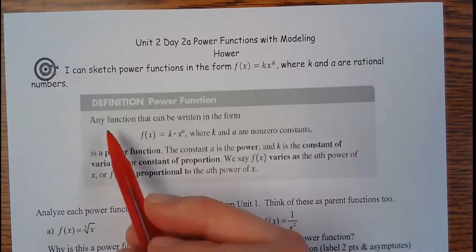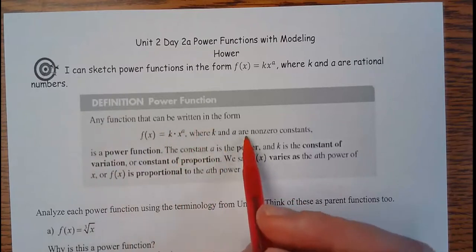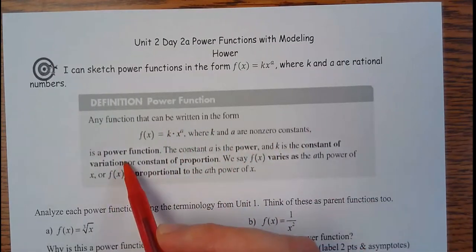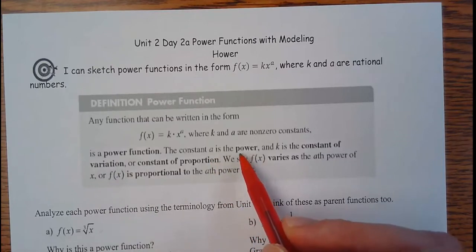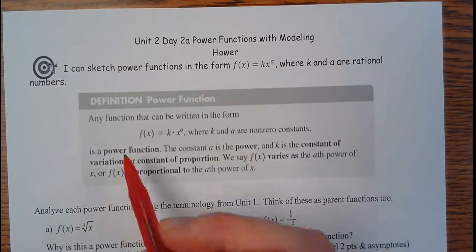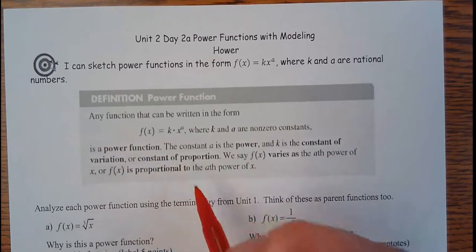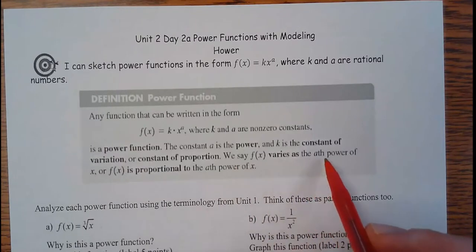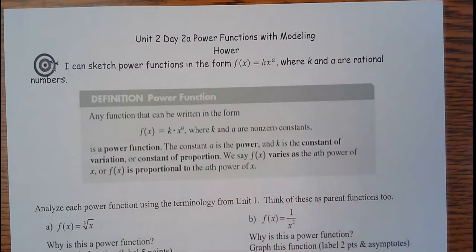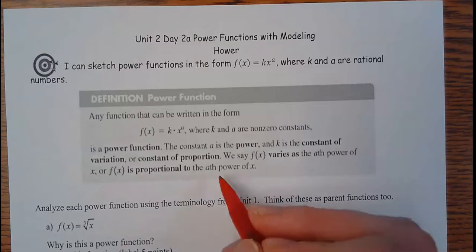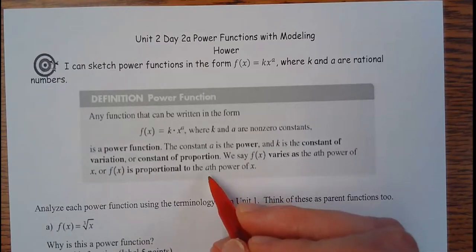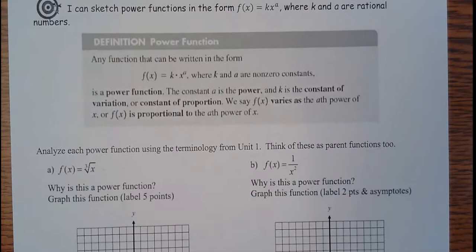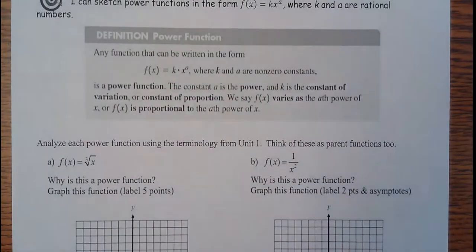So down here, any function that can be written in this form is a power function. The constant a is the power, and k is the constant of variation, or constant of proportion, we call that. We say f of x varies as the 8th power, a power, of x, and f of x is proportional to the 8th power of x. It sounds like 8th, like the number 8, but it's not. It's 8th power. So analyze each power function using the terminology from Unit 1.